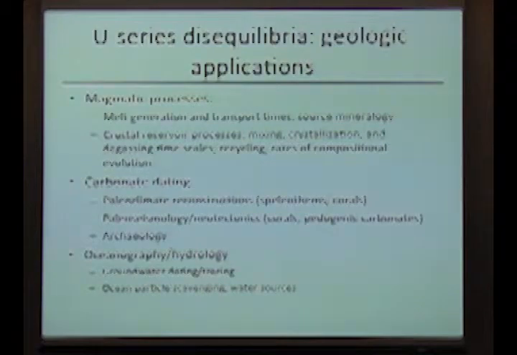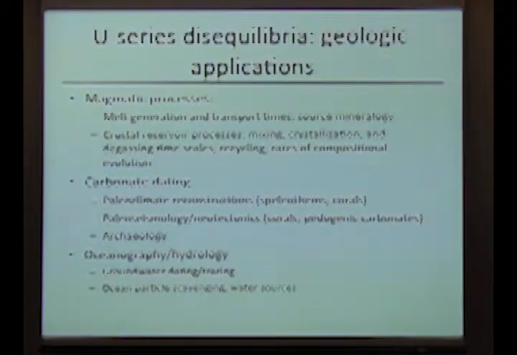But you can use U-series to look at everything going from magmatic processes to carbonate dating. Carbonate dating in itself has a number of applications ranging from paleoclimate reconstructions from speleothems, paleoseismology, neotectonics, archaeology, and so on. U-series is used in oceanography and hydrology. There's a number of other applications that I haven't put on here. U-series has been instrumental, for example, in helping calibrate the carbon-14 scale.